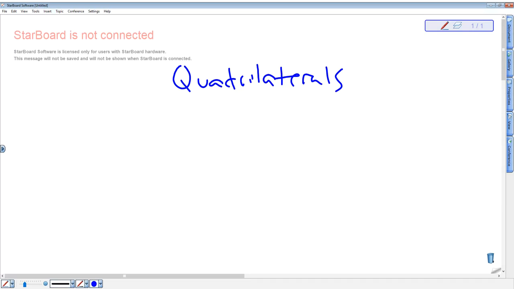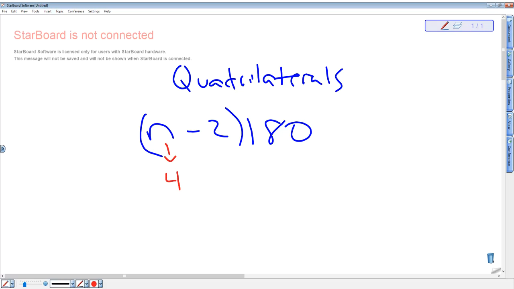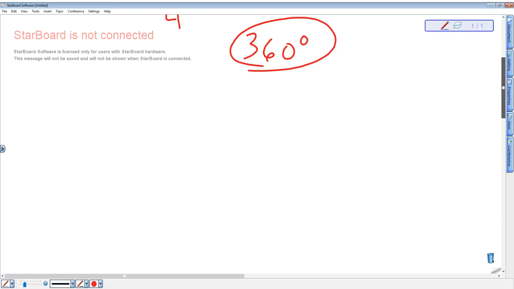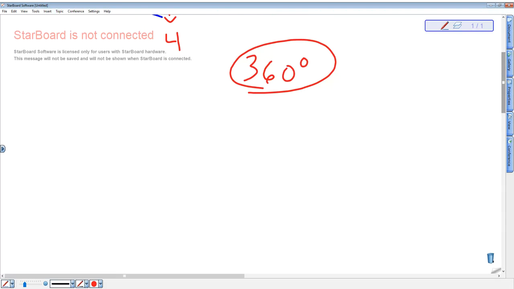So we have a formula for this. It's n minus 2 times 180. So in this case, since we're working with quadrilaterals, we're going to say n is 4. So 4 minus 2 times 180 is going to give us 360 degrees inside any quadrilateral, any four-sided polygon, no matter how it is. It could be a kite, a parallelogram, a rectangle, a square, it is going to be 360 degrees.